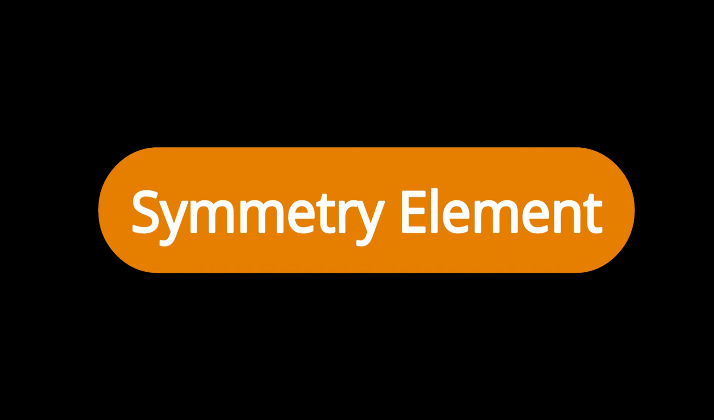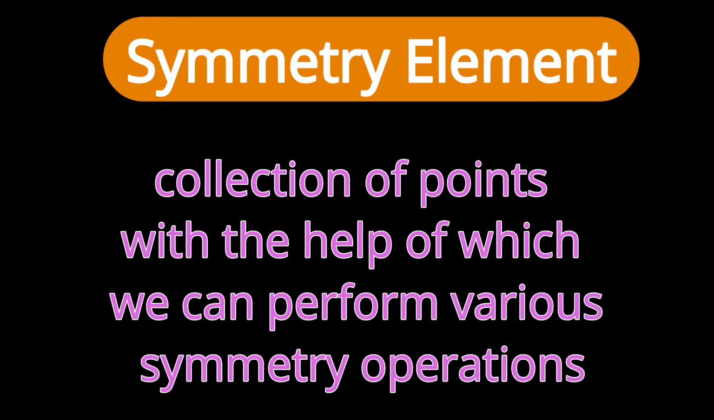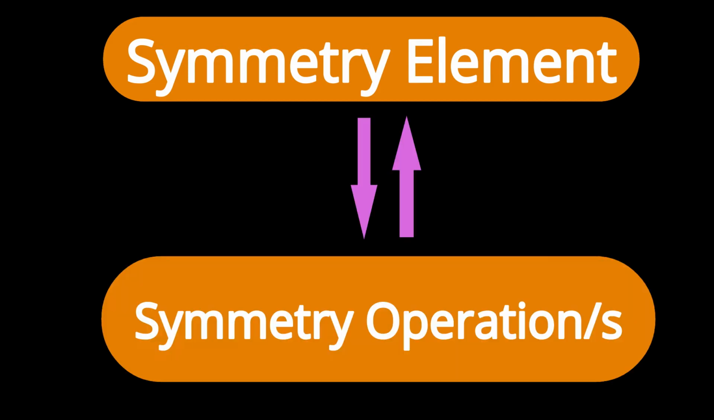We have discussed in the last part what is meant by symmetry element. Let me shortly inform you. Symmetry element is a collection of those points through which, about which, around which we can perform symmetry operation. Element and operation, they are related to each other. They are inseparable, means they occur together.